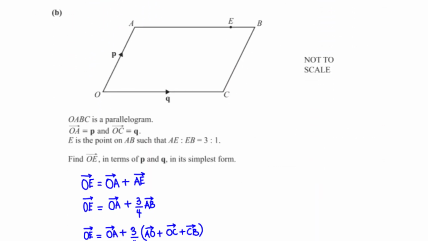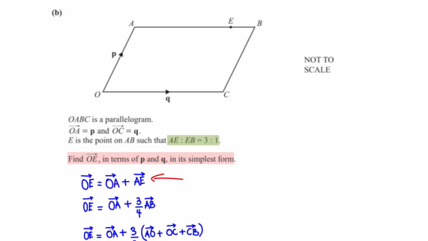OABC is a parallelogram. OA equals P and OC equals Q. E is the point on AB such that AE is to EB equals 3:1. Find OE in terms of P and Q in its simplest form.